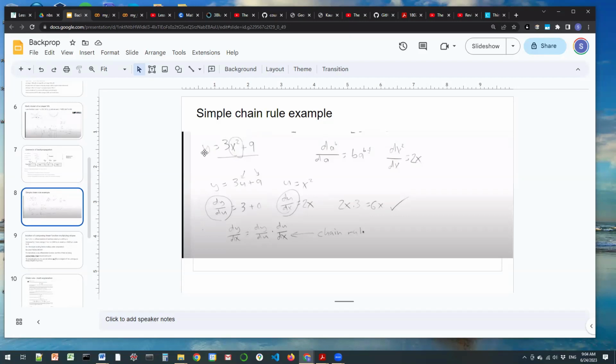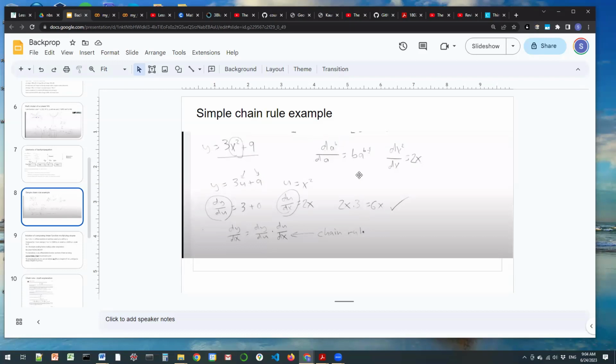So let's say a simple y is a function of x, but instead of x, let's say we use x squared. So y is 3x squared plus 9. But x squared is not x. X squared is some function of x, right? So we replace x squared by u, and we say y is 3u plus 9.